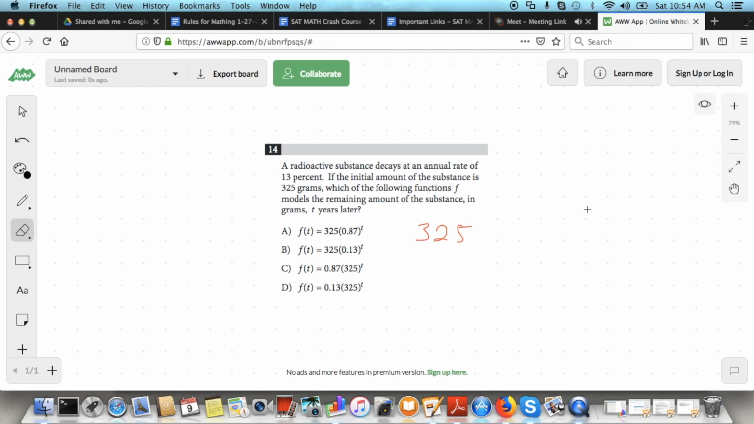So here's what I'm saying. We're going to plug in a 1 for T, so it's going to be 325 times 0.87 to the power of T. But remember, we said T is 1. So to the power of 1. What's anything to the power of 1? Yeah, 0.87. Anything to the power of 1 is itself. X to the power of 1 is X. 325 to the power of 1 would be 325. 0.87 to the power of 1 is 0.87. So all this is 325 times 0.87.